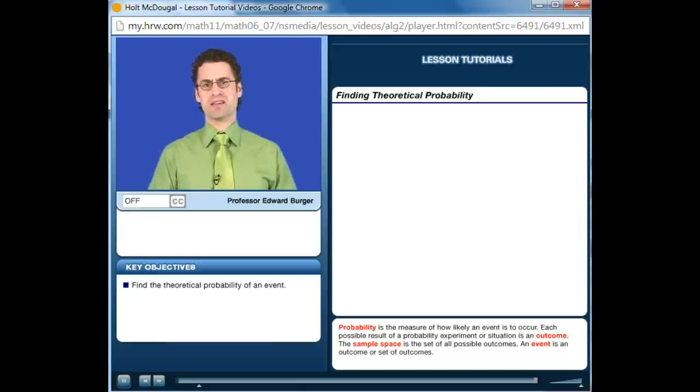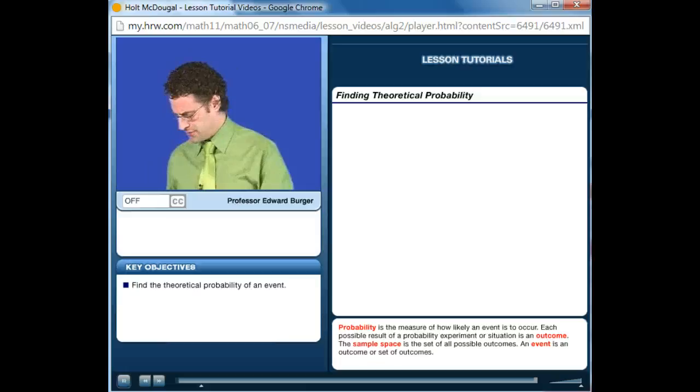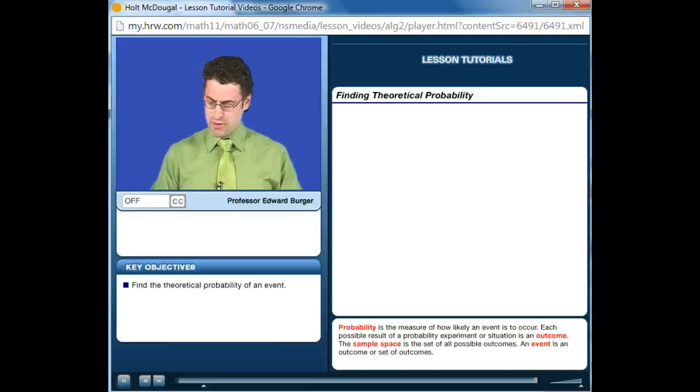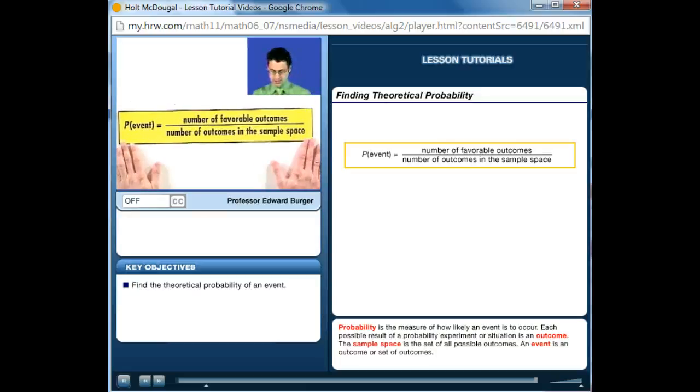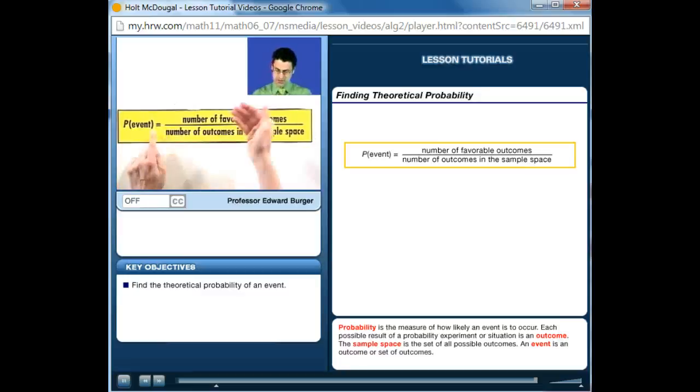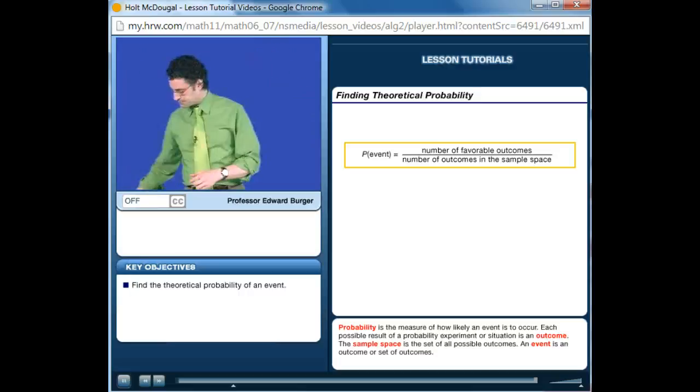Now, computing probabilities isn't really too painful. In fact, it's pretty easy when the likelihood of any particular event is going to be the same. So here's the notation. We write P of event to mean the probability that a particular event occurs, and that equals this ratio: the number of favorable outcomes that would lead to that event, divided by the total number of outcomes in the sample space, where we're assuming that each possible outcome is as equally likely as any other. So let's take a look at an example where you can actually see this idea happening live.